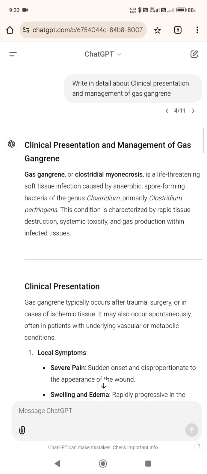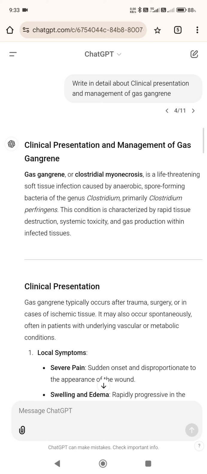Clinical presentation and management of gas gangrene. Gas gangrene, or clostridial myonecrosis, is a life-threatening soft tissue infection caused by anaerobic, spore-forming bacteria of the genus Clostridium, primarily Clostridium perfringens. This condition is characterized by rapid tissue destruction, systemic toxicity, and gas production within infected tissues.